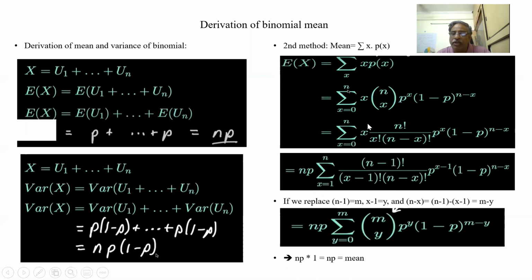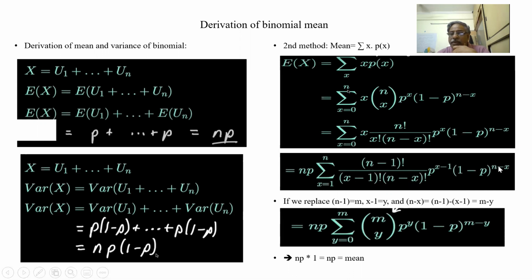So I am taking out one n, which becomes n minus 1 factorial. I'm taking out one n from here and one p from here, so p to the power of x minus 1. So with np taken out, what I'm getting is n minus 1 factorial by x minus 1 factorial into n minus 1 minus x minus 1, which is n minus x, into p to the power of x minus 1 into q to the power of n minus 1 minus x minus 1, which is n minus x.